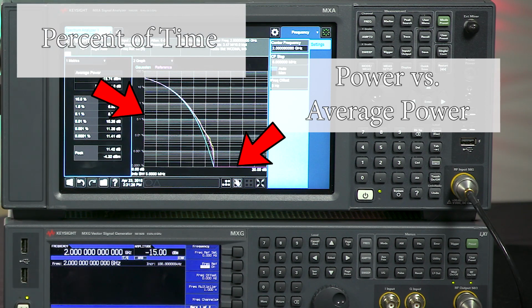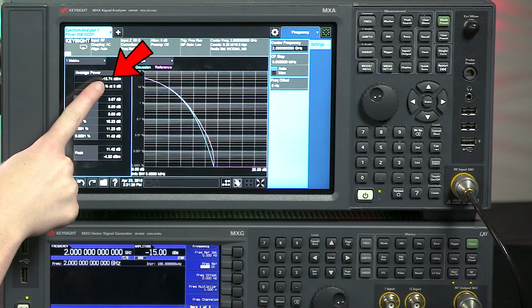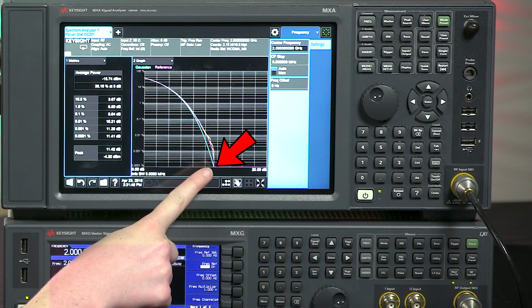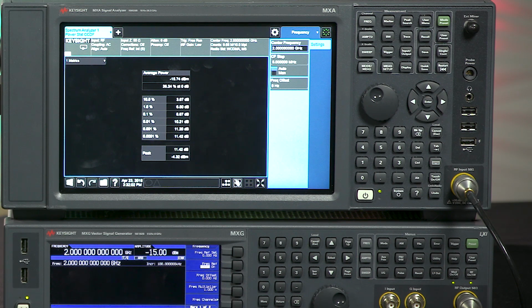The CCDF curve along the vertical axis is displayed logarithmically, so we can get a better resolution of high power events. So for our WCDMA signal here, we can quickly see that the average power level is negative 15.74 dBm. We can also see on the CCDF curve the maximum power level at the x-intercept and the plus 6 dB point. This measurement table can also be used to quickly identify key parameters of the measurement, such as the average power, some quick reference points, and peak power measurements of the signal.